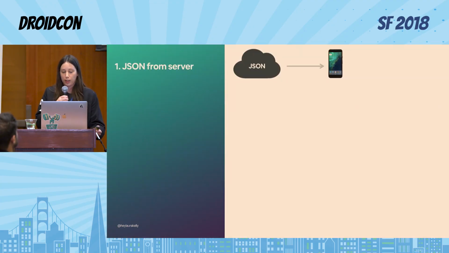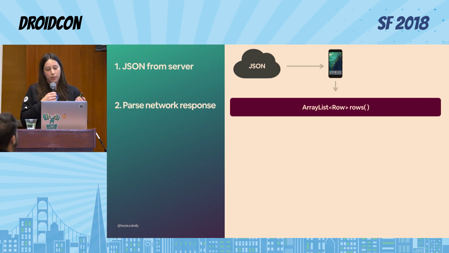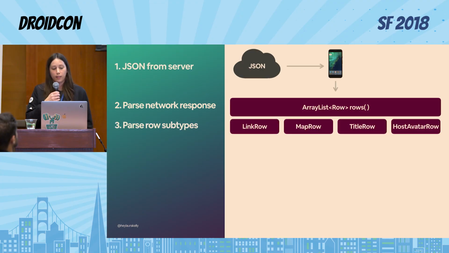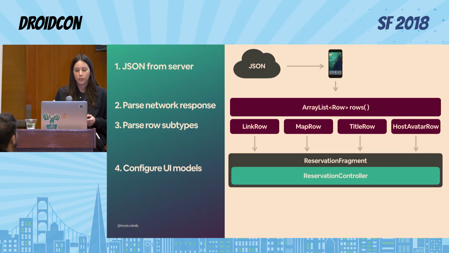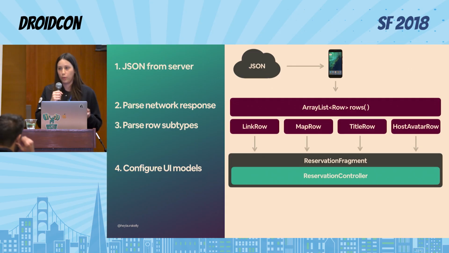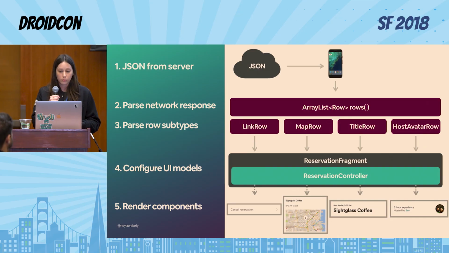The first step is the JSON blob is sent to the Android client. And then that JSON blob is turned into an array list of rows. The rows are our base class. Next, those instances of the base class are parsed into their subtypes. Once those data models are parsed into their subtypes, they're sent down to the fragment, where we have a UI controller that will map them to the correct component, and then they're rendered on the screen.